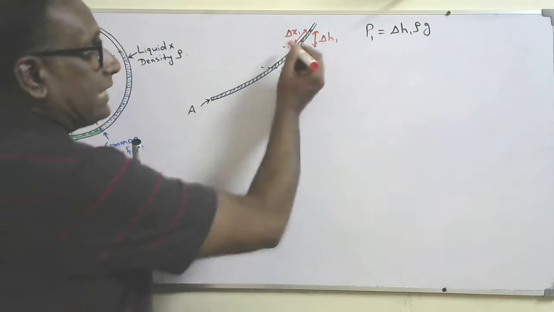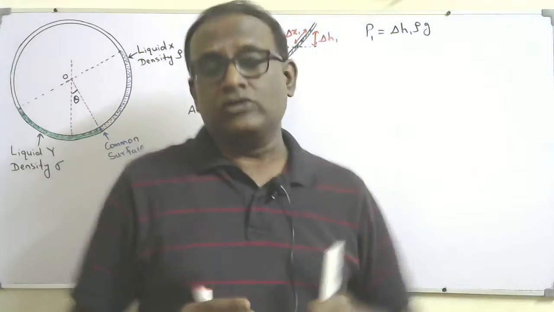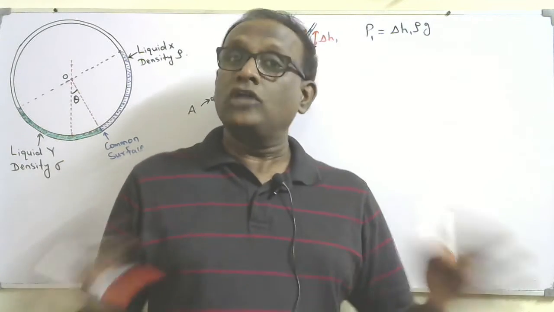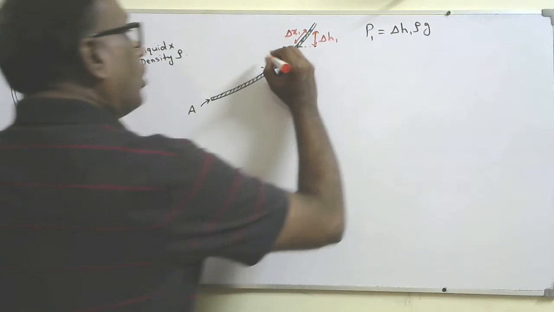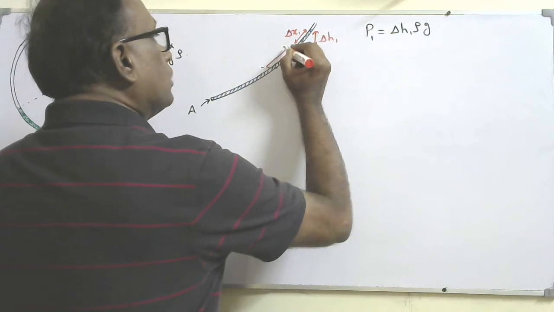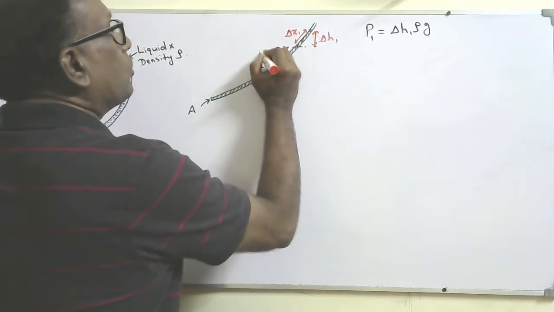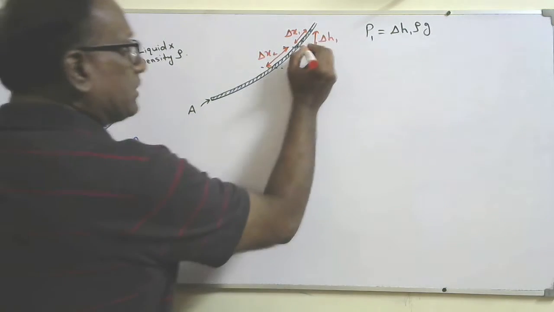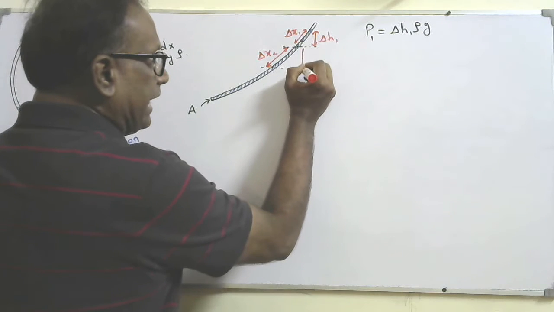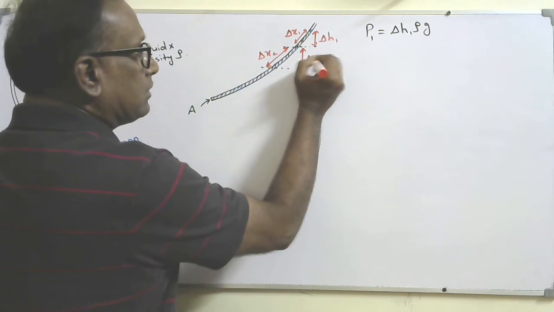So actually, delta x1 could be almost equal to 0, but not equal to 0. Same way, this length also, delta x2, almost equal to 0, but not equal to 0, right? Tiny length. So this vertical height will be delta H2.